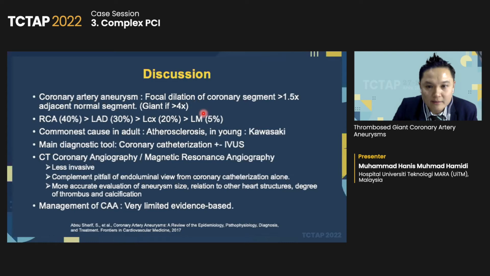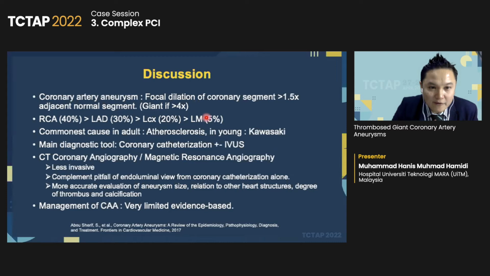The RCA is the commonest artery affected, followed by the LAD, with the left main being the least affected. When multiple coronary arteries are affected, together with another vascular bed, in this case an AAA as well, systemic etiologies like autoimmune vasculitis and connective tissue disease need to be considered. However, the age profile and presence of major atherosclerotic risk factors like diabetes, dyslipidemia, smoking, and hypertension make atherosclerosis the likely etiology for this patient's aneurysms.